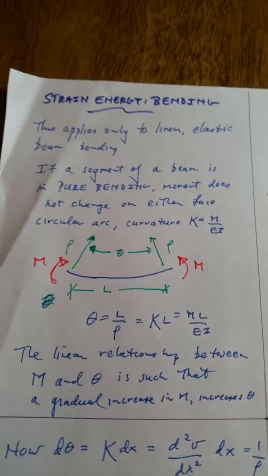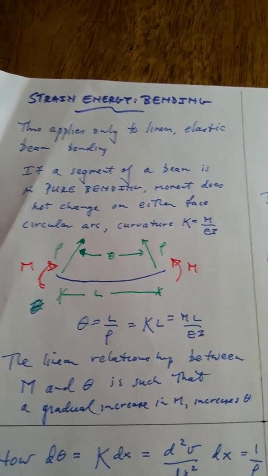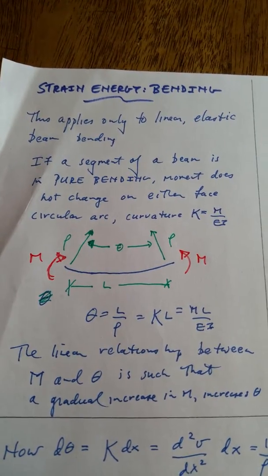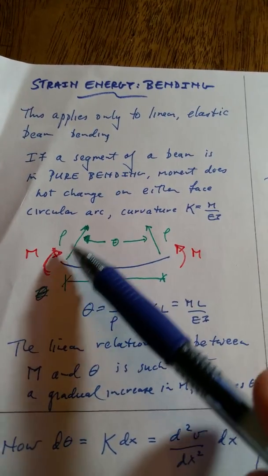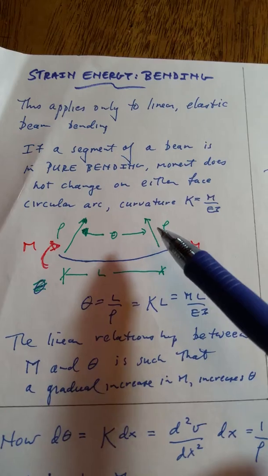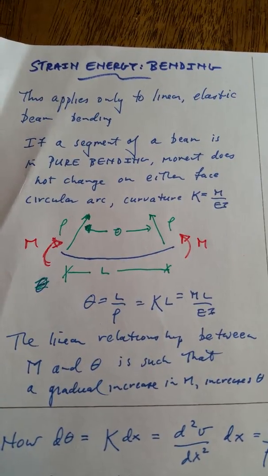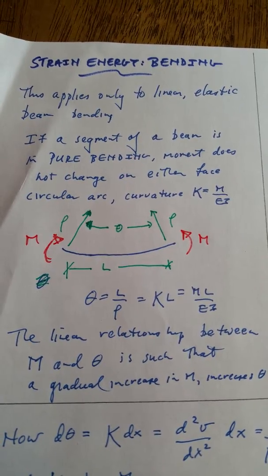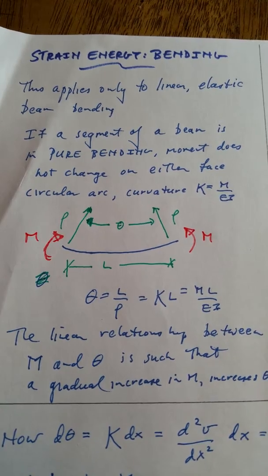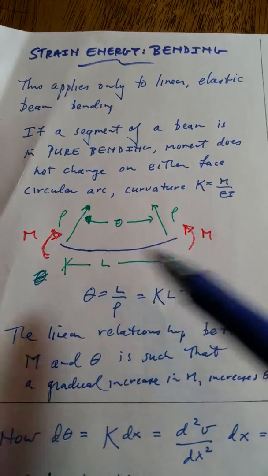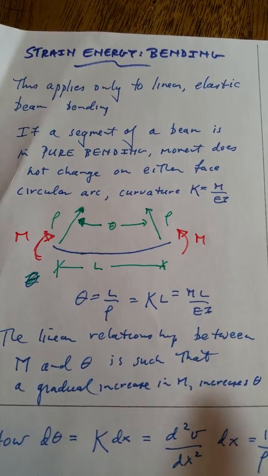We now introduce bending into our strain energy explorations, and of course this only applies to linear elastic beam bending. The key here is that we're talking about circular arc segments defined by a radius of curvature rho or a curvature kappa, which is 1 over rho. So we have the first case where we have constant bending, no shear, so the two M's are equal to each other.